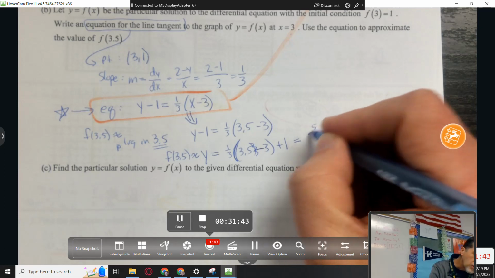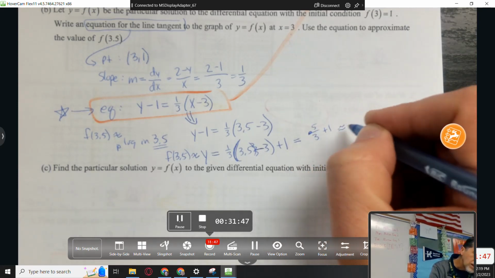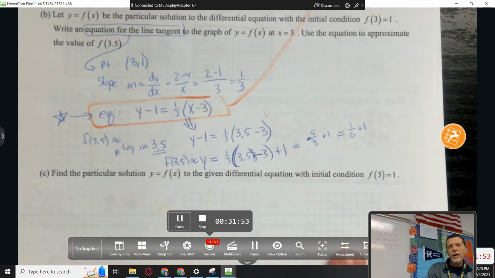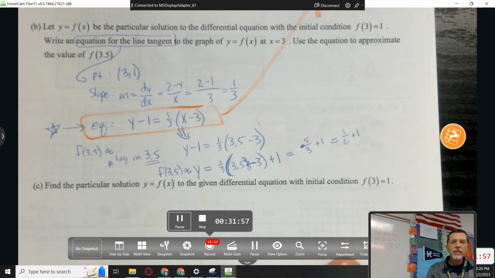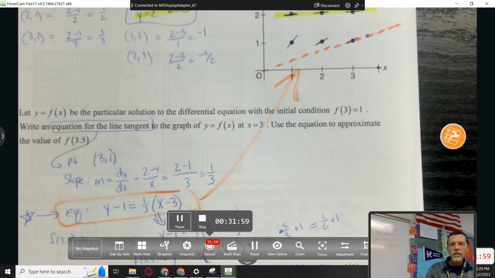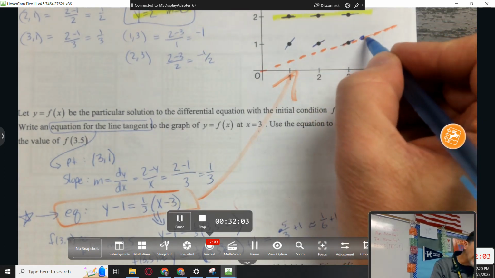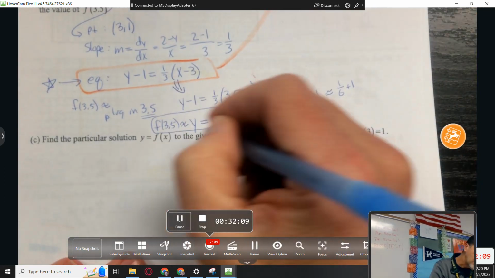0.5 over 3 plus 1. Then it's, what is that, 1/6 plus 1. I'm just extending it further because I want to visually see if that makes sense. 1/6 plus 1. Yeah, I was at 1, and now I'm at 1/6 more than 1. So I believe that answer. Seems reasonable.